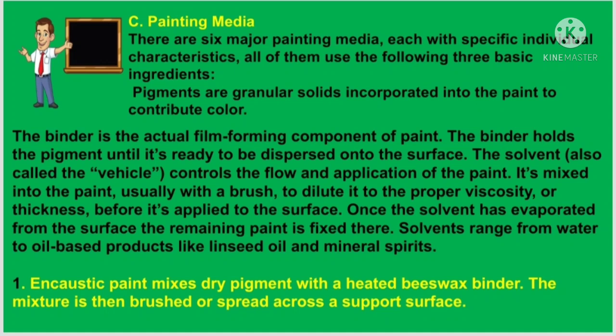It's mixed into the paint, usually with a brush, to dilute it to the proper viscosity or thickness before it's applied to the surface. Once the solvent has evaporated from the surface, the remaining paint is fixed there. Solvents range from water to oil-based products like linseed oil and mineral spirits. Number one, encaustic paint mixes dry pigment with a heated beeswax binder. The mixture is then brushed or spread across a support surface.